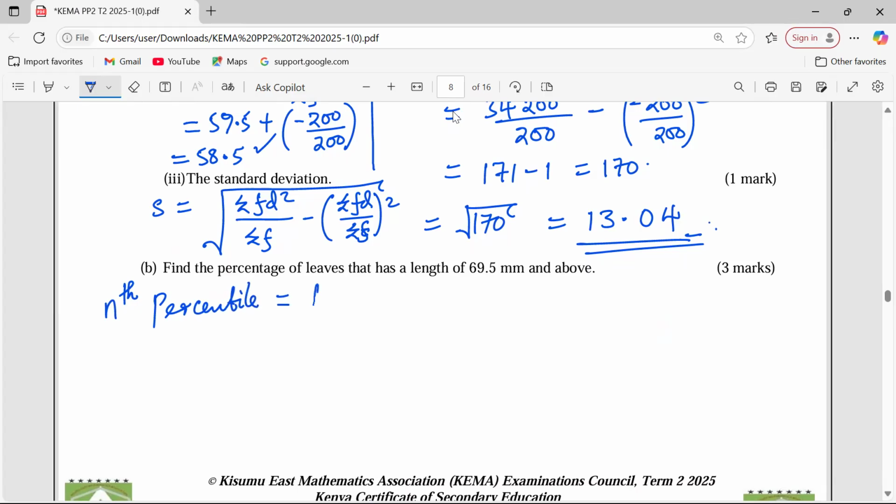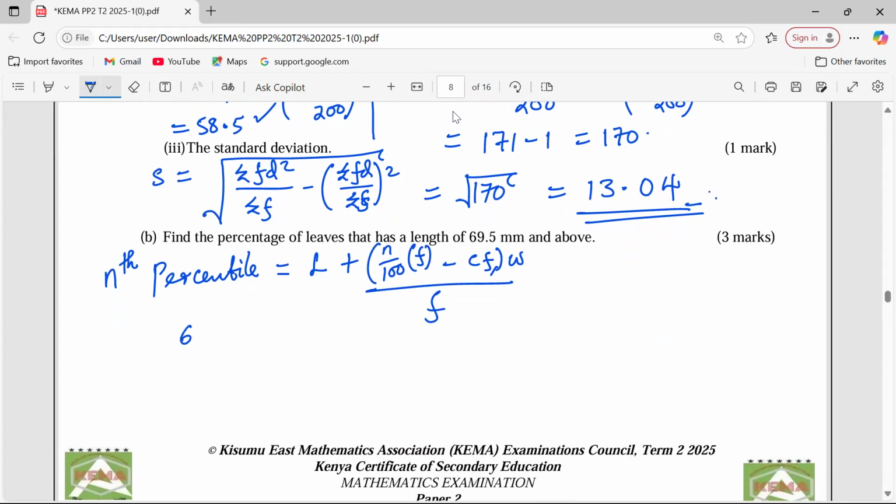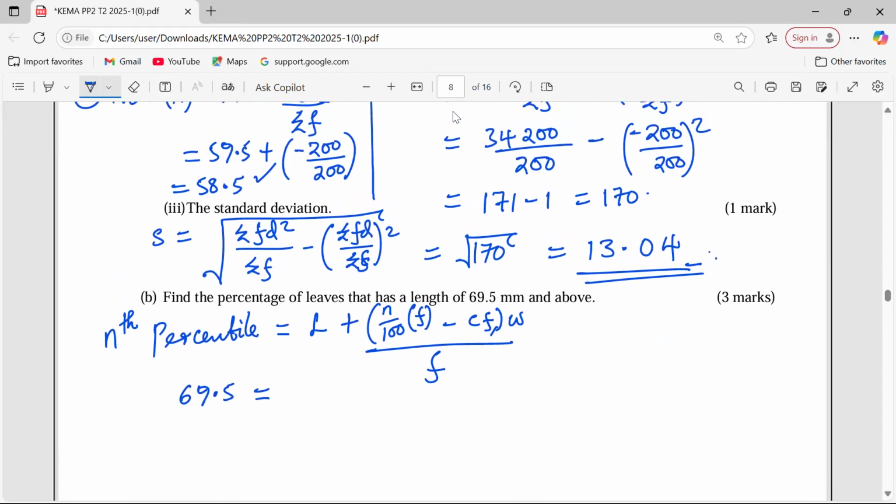This one will be given by the lower boundary for that percentile. Then here we shall have the nth percentile of total frequency minus cumulative frequency just before, divide by frequency of this particular class, and this should be multiplied by the class length of the particular class. So a certain percentile is already given as 69.5. This one will be given by lower class boundary.